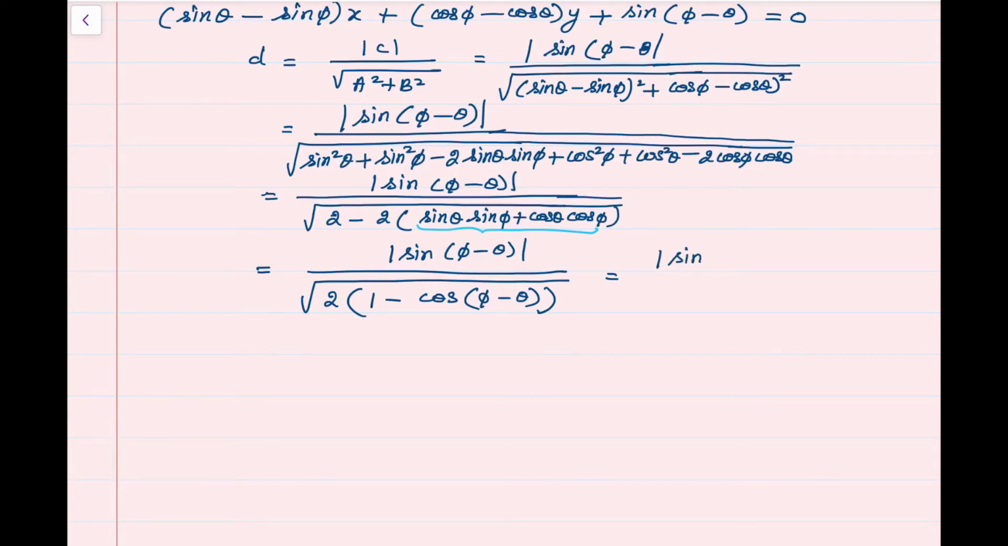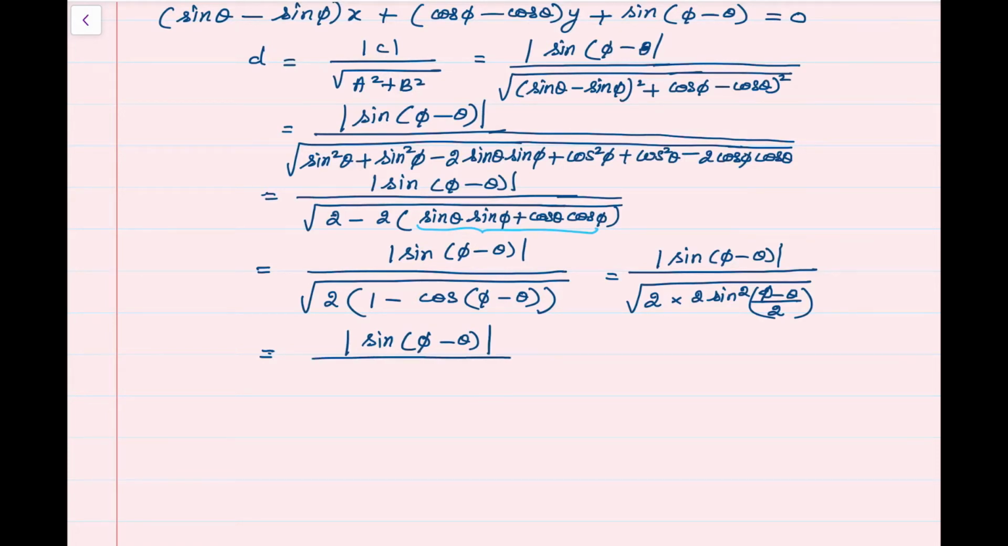Absolute value of sin of phi minus theta divided by root of 2 times 1 minus cos x formula is 2 sin square x by 2. We get phi minus theta divided by 2. Absolute value of sine of phi minus theta divided by 2 times. When we take the square root, we have to give a positive answer. So we will write under absolute value sign. It is sine of phi minus theta divided by 2. We can further simplify this answer.